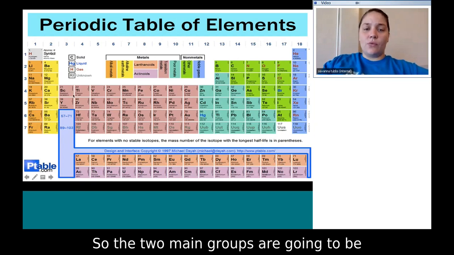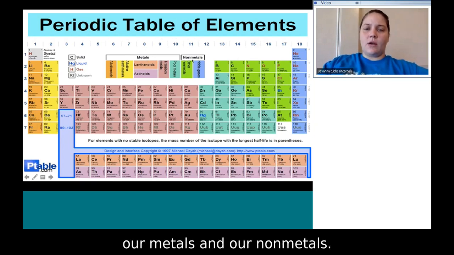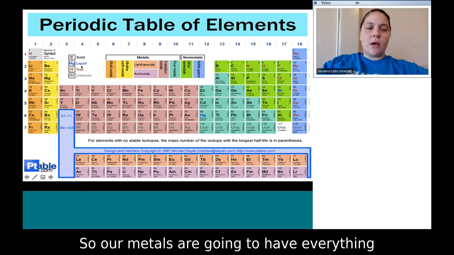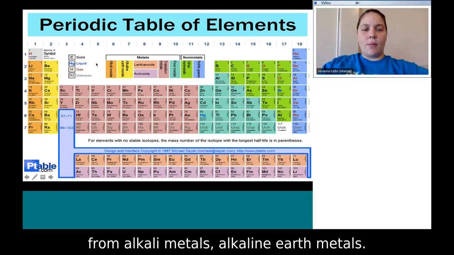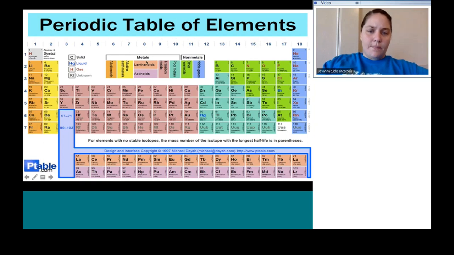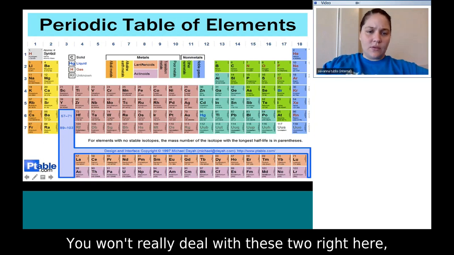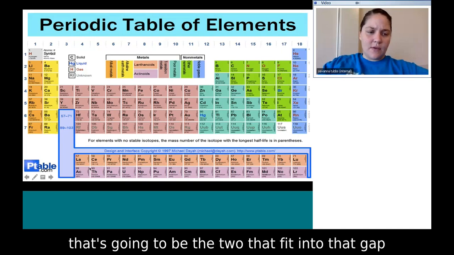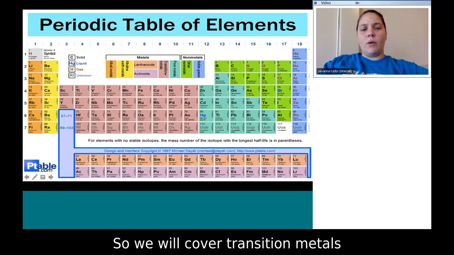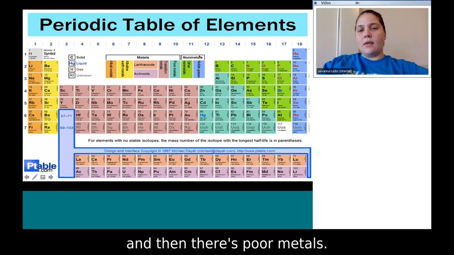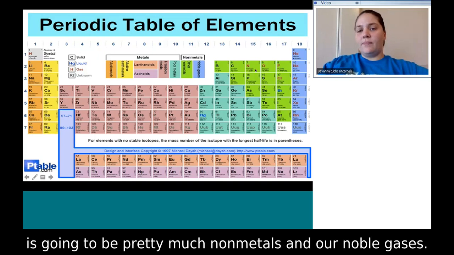The periodic table is also broken down into types of elements. The two main groups are our metals and our nonmetals. Our metals include alkali metals and alkaline earth metals. You won't really deal with these two right here; those are the two that fit into that gap we talked about earlier. But we will cover transition metals, and then there's poor metals, and then we have our nonmetals and our noble gases.